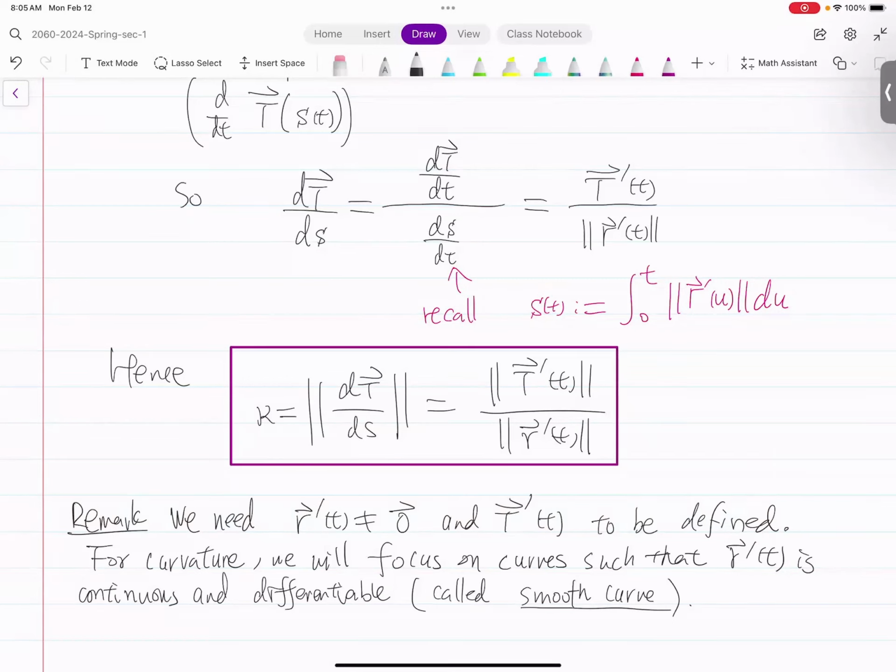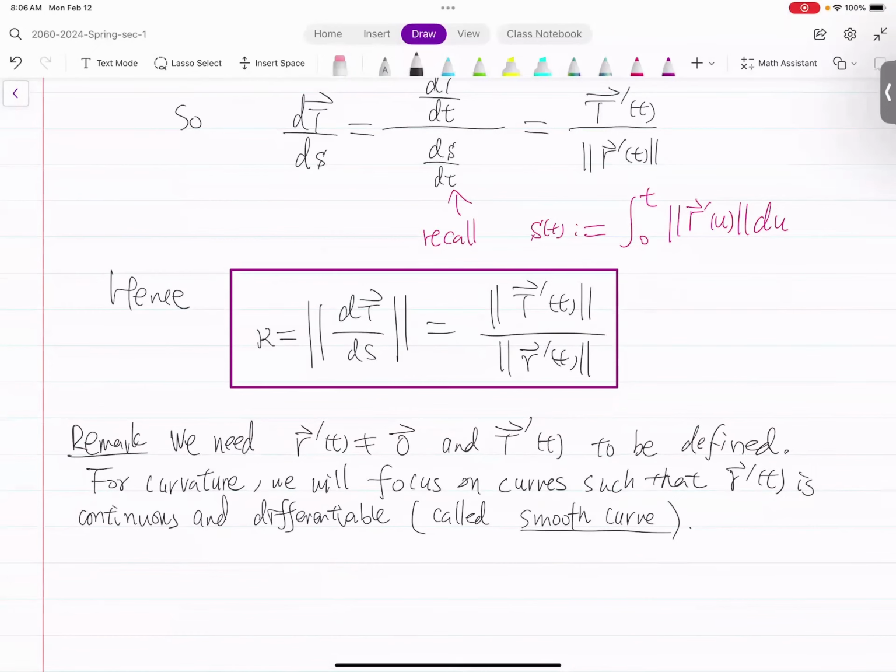So of course, the thing is, cap T directly relates to the tangent direction. This is a normalized tangent direction, so it must be differentiable. That's something critical here.